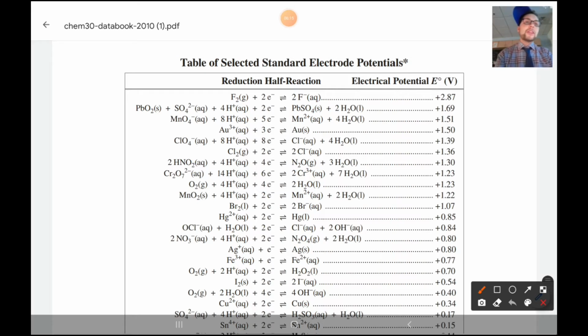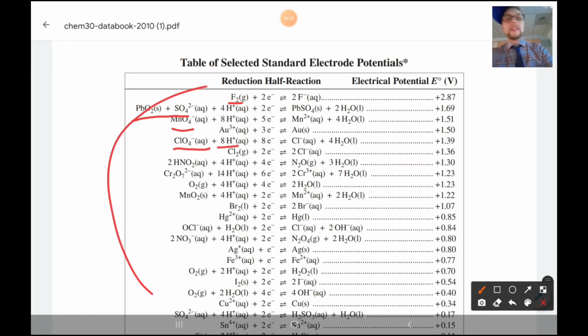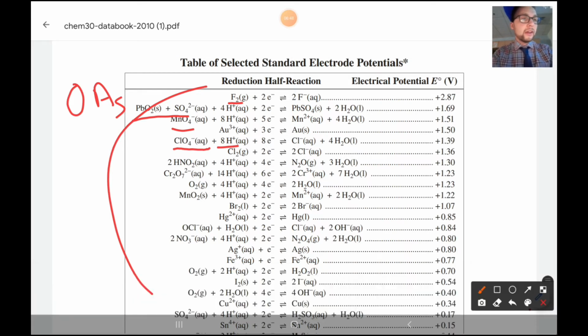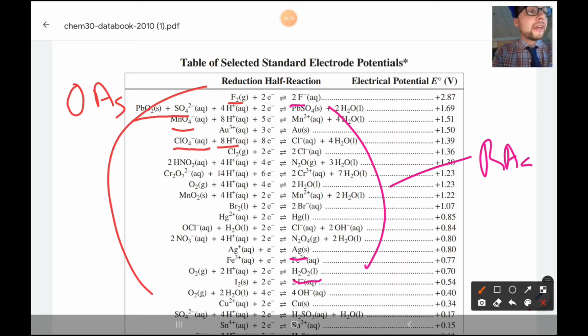If we know that the left-hand side, so this whole side over here, refers to reduction reactions, that means that all the starting materials here, so F2, PbO2 solid, SO4 2 minus, MnO4 minus, ClO4 minus and H plus, all of these on the left side are the OAs. And by the same token, on the other side, so your F minus, your Ag solid, your H2O2, all of these are reducing agents. So OAs are on the left side and RAs are on the right side.